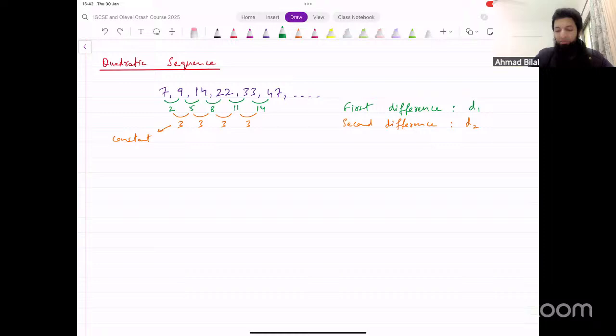So the next term in this case should be 47 plus 17, and that should be 64, and so on. The next time we should be adding 20, and that will be 84, and so on. Okay, so the next few terms can be written like that. But what if you had to find the nth term of the sequence? How do you find the nth term formula for this quadratic sequence?